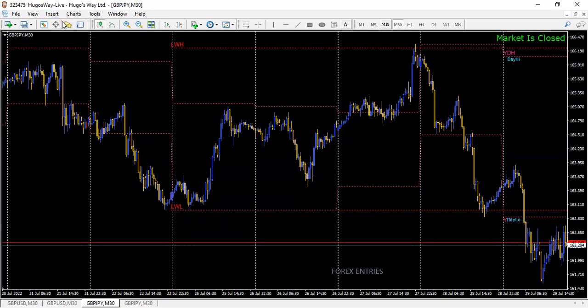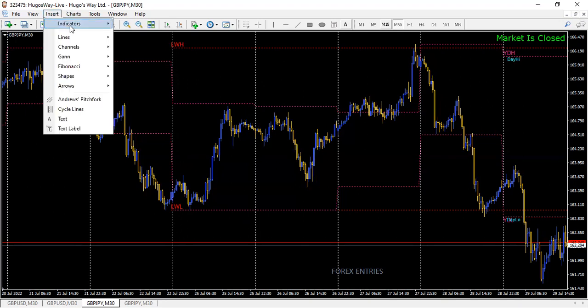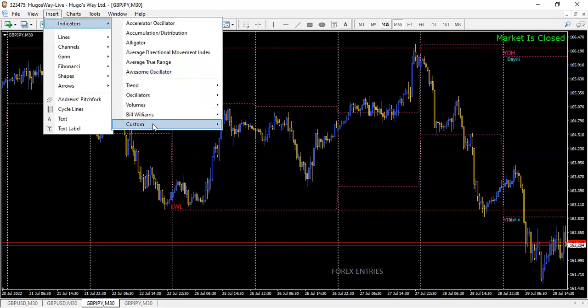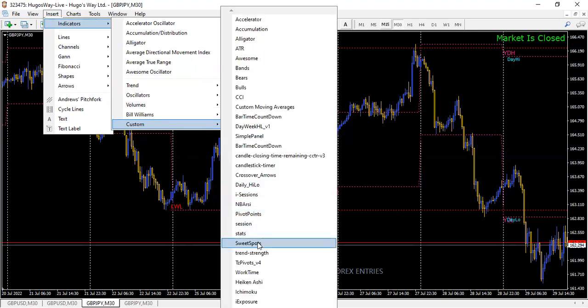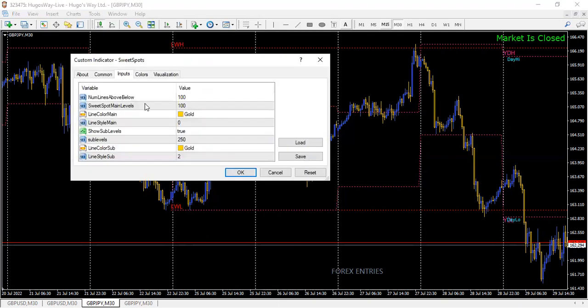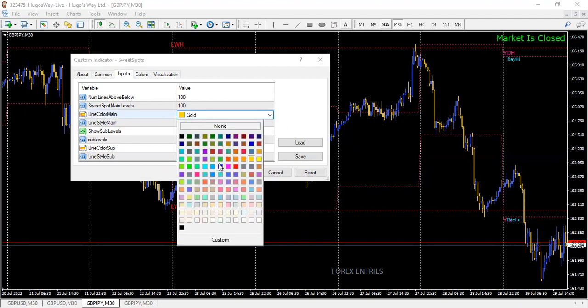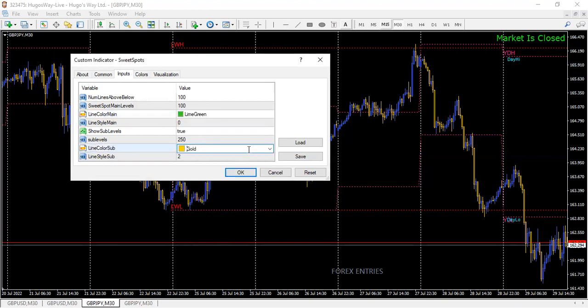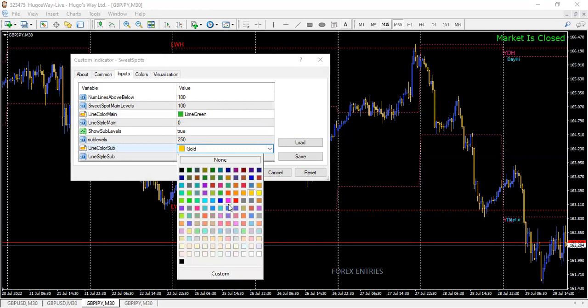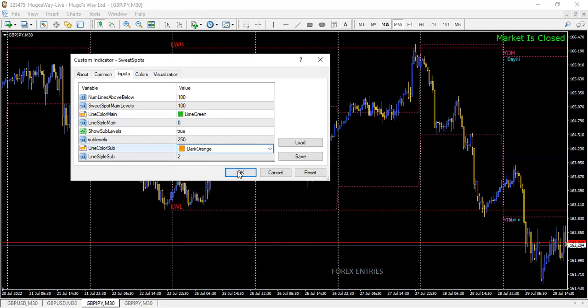Let me add my support and resistance, because I trade off support and resistance. This is just another template that I got from someone else. Instead of me doing this manually, it gives me my support and resistance. I can change how many lines I want on there, but for today's video I'm just going to leave it at 100 lines, because I don't know where the market is and where it ended up.